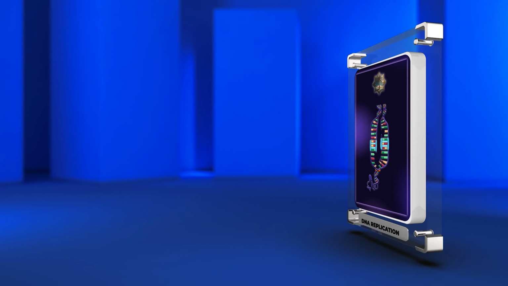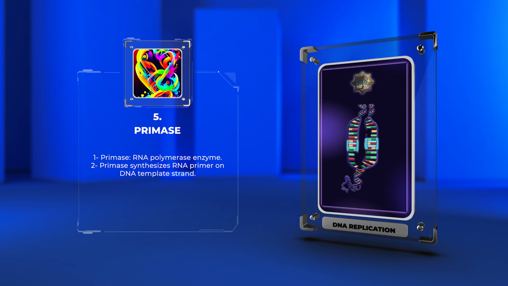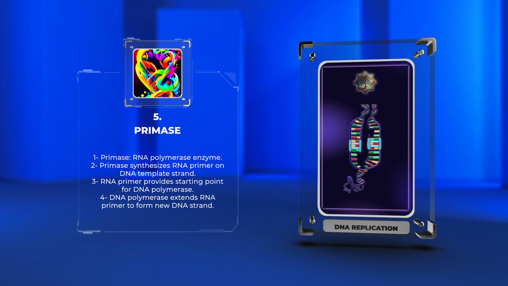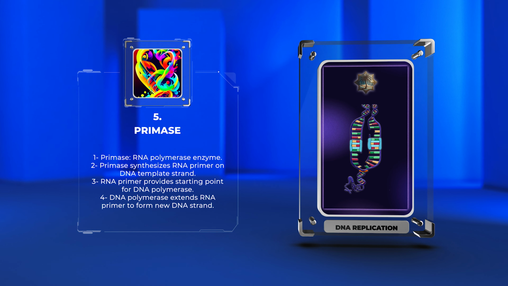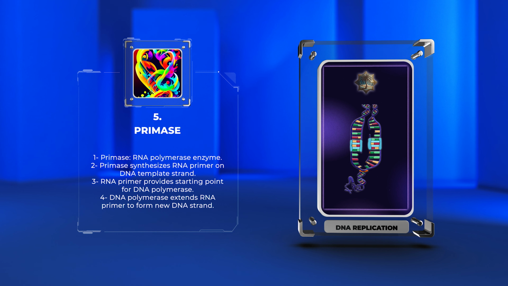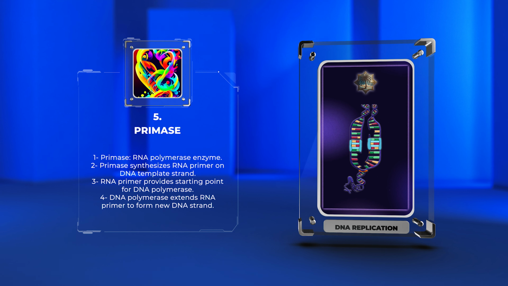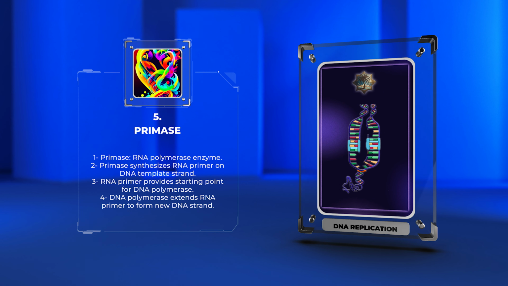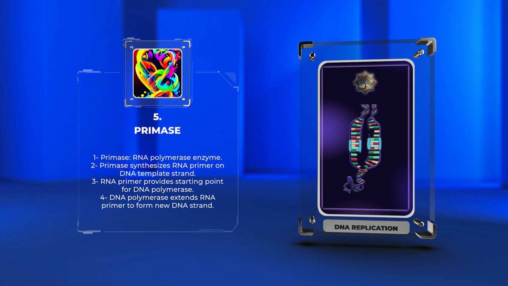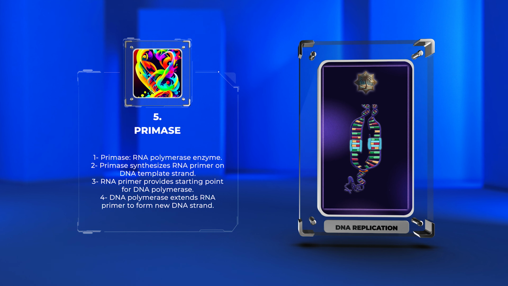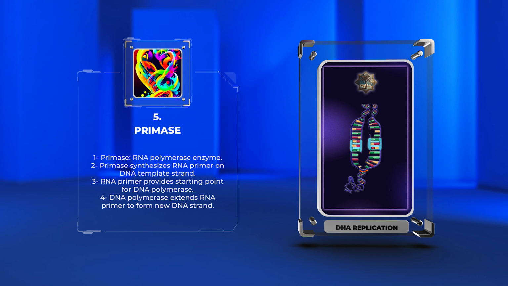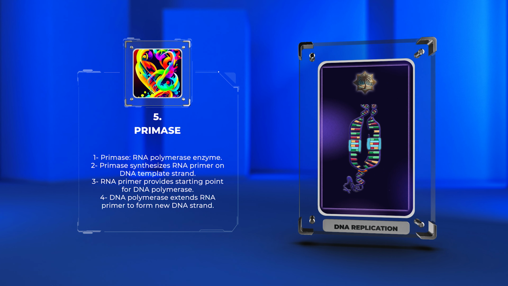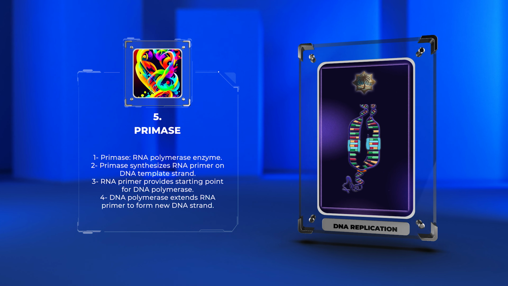Another key player in DNA replication is primase. Primase is an RNA polymerase enzyme that synthesizes a short RNA primer on the DNA template strand. This RNA primer provides a starting point for DNA polymerase to initiate new DNA strand synthesis. Primase synthesizes the RNA primer by using the DNA template as a guide and incorporating complementary RNA nucleotides. Once the RNA primer is synthesized, DNA polymerase can bind to it and extend the primer, adding DNA nucleotides to form the new DNA strand.